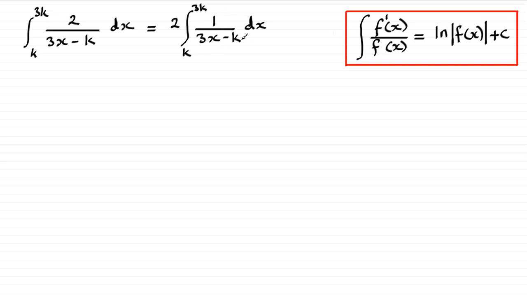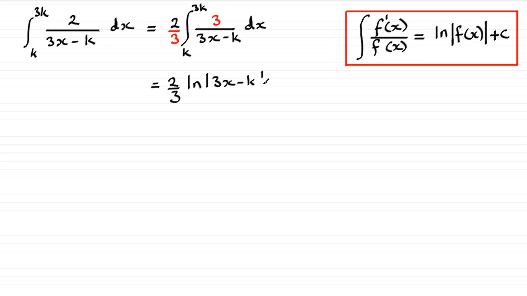But differentiating the bottom here gives 3, not 1. So what I can do is I can put a 3 there, being a constant, and pull a 3 out the front here as a third. So we end up with 2/3 times that 3 there, gives us 2 all over the 3x minus k, what we had here. But I can now see that differentiating the bottom gives me a 3. We've got it in the top here, and so this leads on to a natural log type. It becomes 2/3 then of the natural log of the mod of 3x minus k.